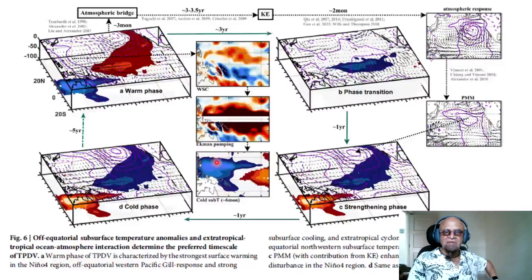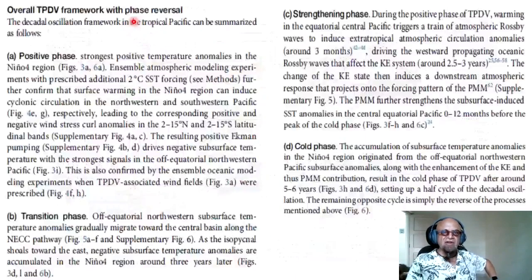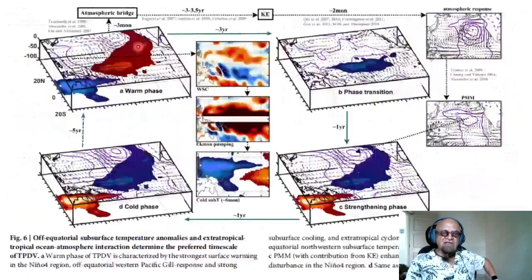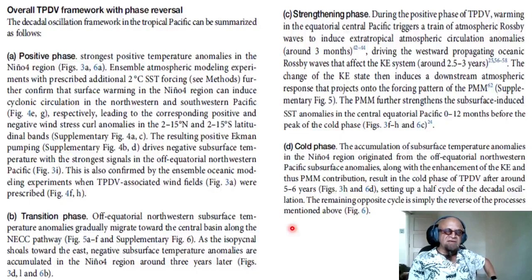So the various parameters here: Ekman pumping, cold subsurface temperature, and the cold phase. So 5 years later you are going to flip the phase again. I'm just repeating and not reading much, but let's read the overall TPDV framework with phase reversal so that you just get to the processes. These figures are in there with nice titles, but since I don't have the text, I'm not reading all the text. You can go and read the text as well.